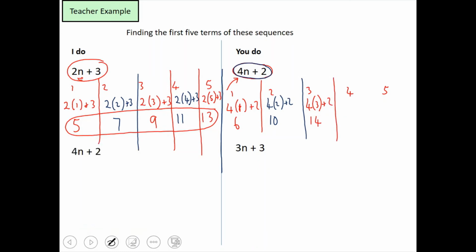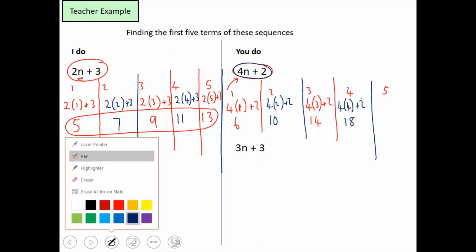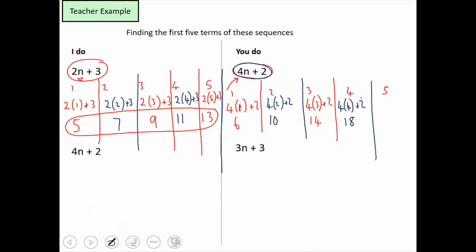Again, 4n plus 2, replace the n with a 4. 4 times 4 this time, and then plus 2. 4 times 4 is 16, plus 2 is 18. And then for the last one, the fifth term, it is 4 times 5 this time. So replace the n with the number 5. 4 times 5, and then you plus 2. 4 times 5 is 20, plus 2 is 22.